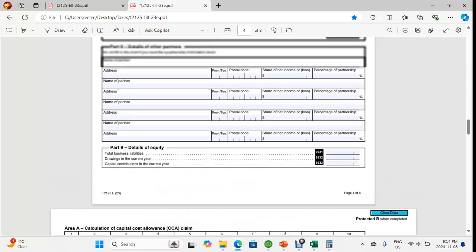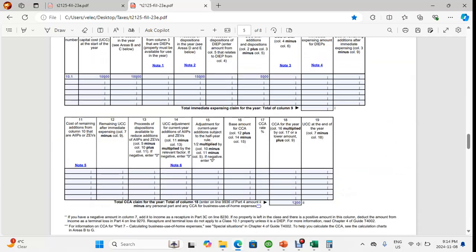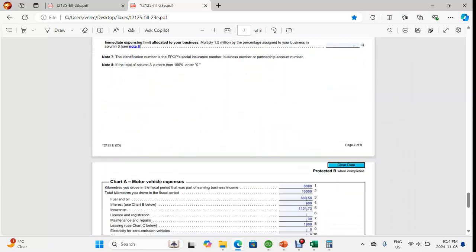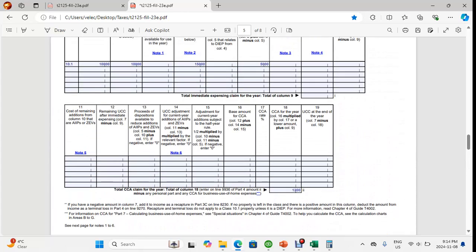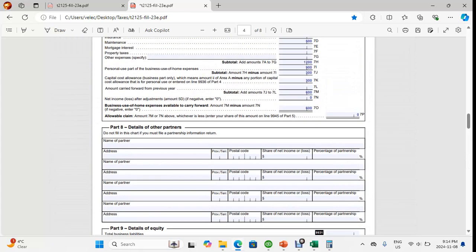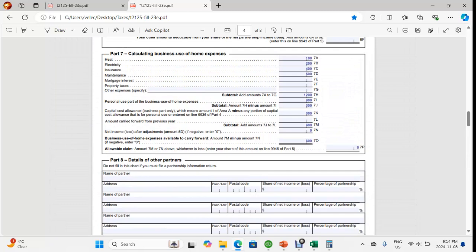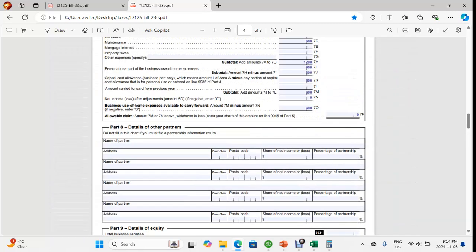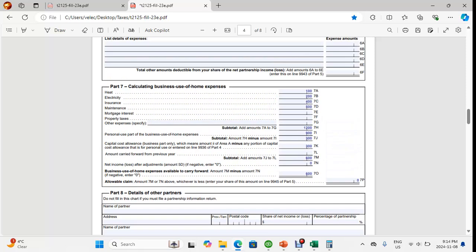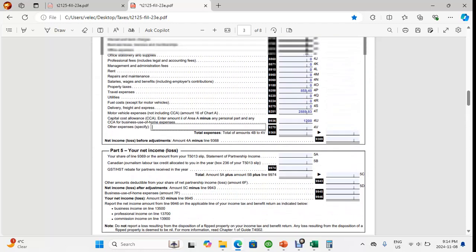This is based on area 2 over here. Okay, so number 2, right over here, $1,200. Now apart from that, you will also need to declare your other business expenses such as your phone expenses, and so on and so forth, if you did have any. Unfortunately, we didn't have any phone expenses, so we'll leave this one as 0. So allowable claim, 0 for business use of home.